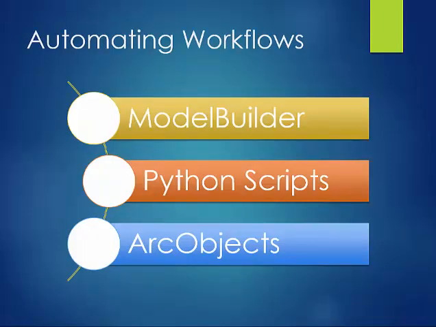ArcGIS provides 3 ways for users to automate their geoprocessing tasks. These 3 options differ in the amount of skill required to produce the automated solution and in the range of scenarios that each can address. The first option is to construct a model using ModelBuilder.